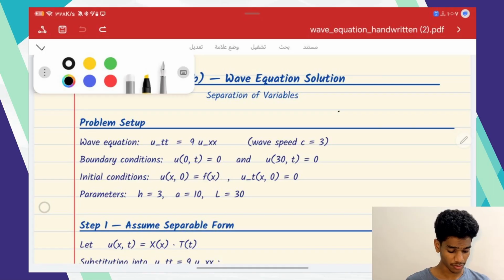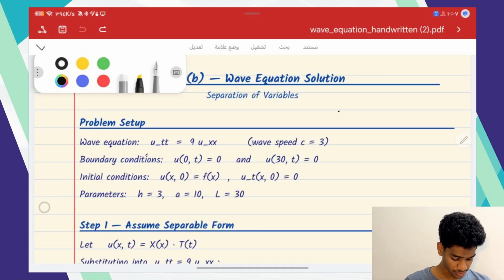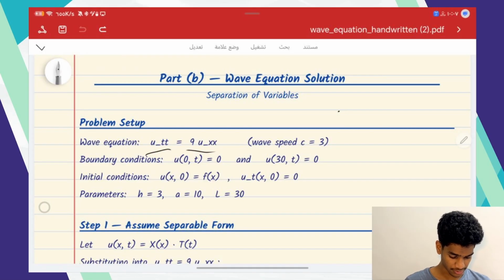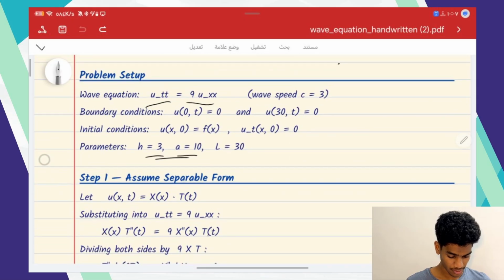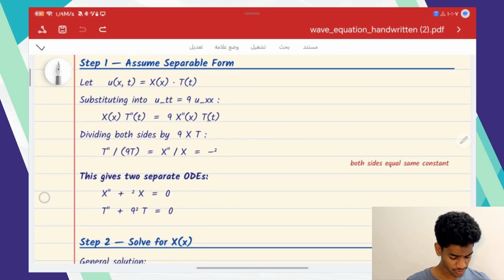For part B, I'm solving the wave equation u_tt = 9u_xx on an interval from 0 to 30, using separation of variables. The string is fixed at both ends and starts from rest, plucked at x = 10 with a height of 3. First, I assume the solution can be written as a product, u(x,t) = X(x)T(t).